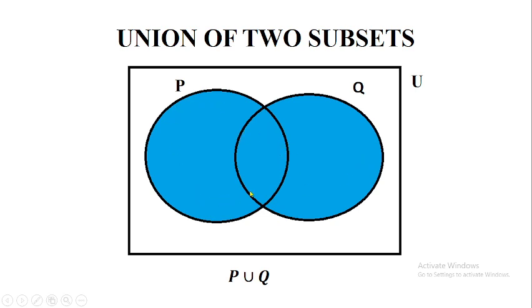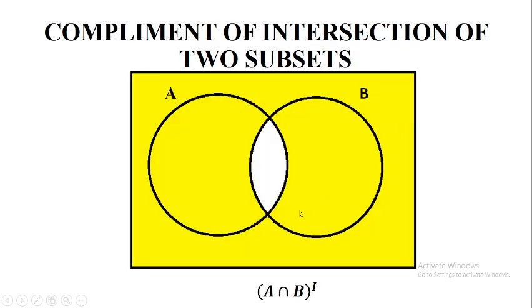So when you're talking about a Venn diagram, if you are looking for the union of these two sets, that's talking about all the elements here, the elements here, and the elements here together. I hope you understand that now. Then we can also find a complement of the intersection of two subsets.